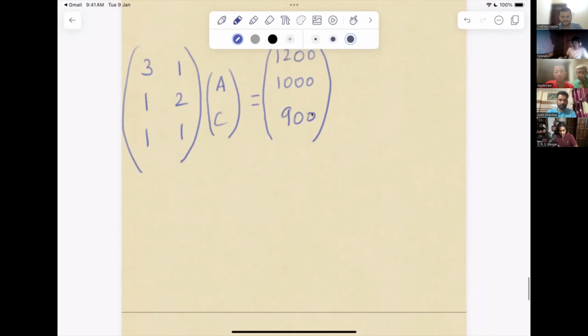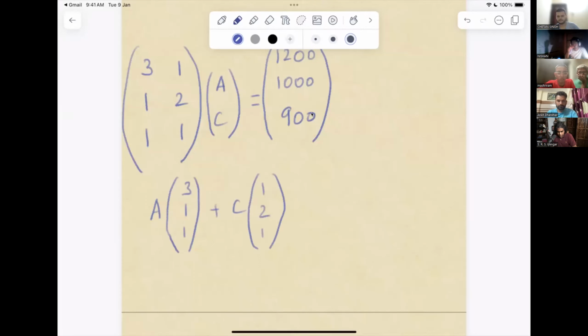So now, here is where we give a different meaning for matrix multiplication. This is same as A times 311 plus C times 121, excuse my bracket, which is not symmetric, is equal to 1200, 1000, 900. Put a thumbs up if you all understood it. I believe most of you understood this from the discussion, but still put your thumbs up. A times 311 plus C times 121 is equal to 1200, 1000, and 900.